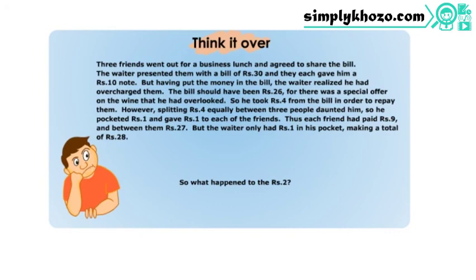However, splitting rupees 4 equally between three people daunted him. So he pocketed 1 rupee and gave 1 rupee to each of the friends. Thus each friend had paid rupees 9, and between them rupees 27, but the waiter had only 1 rupee in his pocket, making a total of rupees 28. So what happened to the 2 rupees?